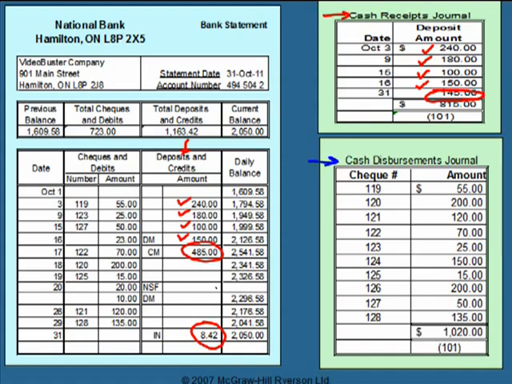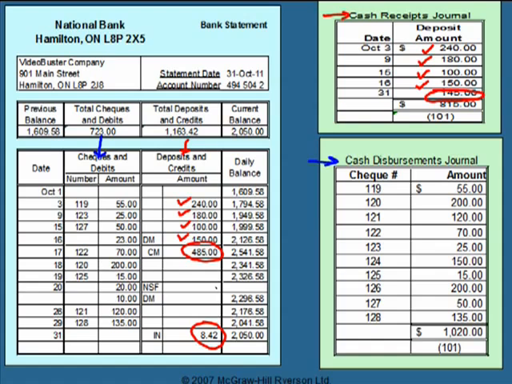The second thing I'm going to do to find differences is compare the checks in the cash disbursements journal to the checks on the bank statement. When I compare the checks to the bank statement, I have to ensure that I check the check number and the amount. It's really easy to make errors in our accounting system writing down numbers incorrectly, so you have to check them both to make sure that it's accurate.